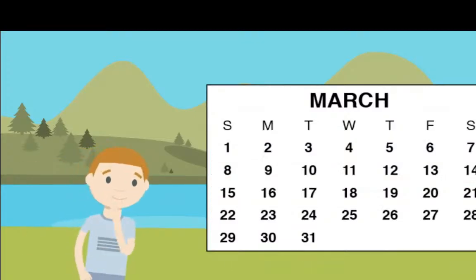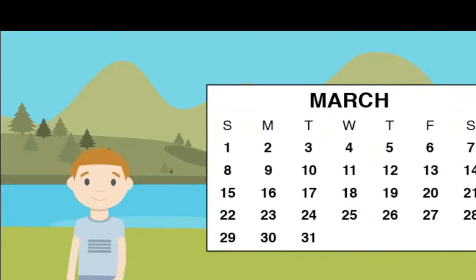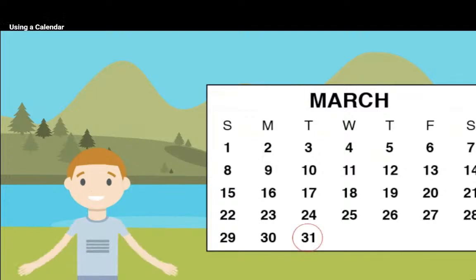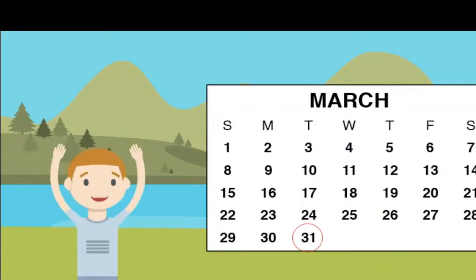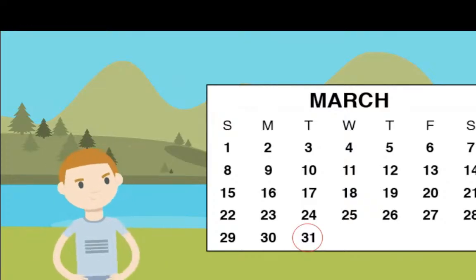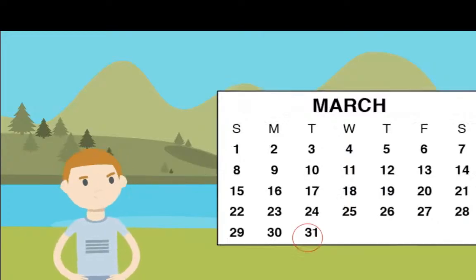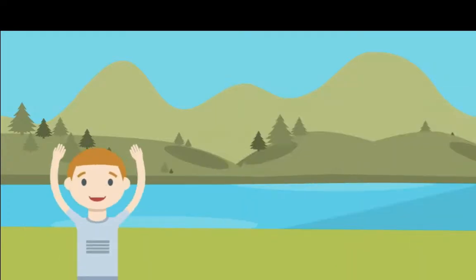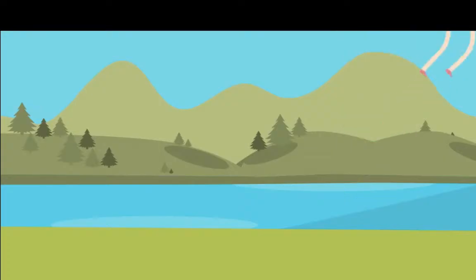What is the last day of the month of March? What's the last day in March? It's on a Tuesday. It's the 31st. Yes, the 31st is the last day of March. The day after the 31st starts a brand new month. Follow me to learn more about the month of April.